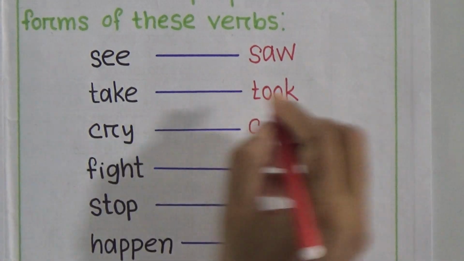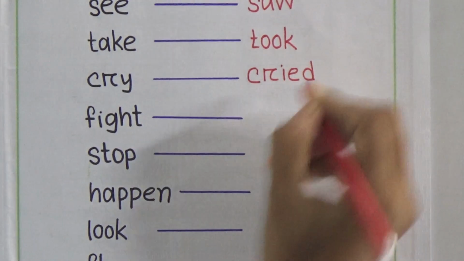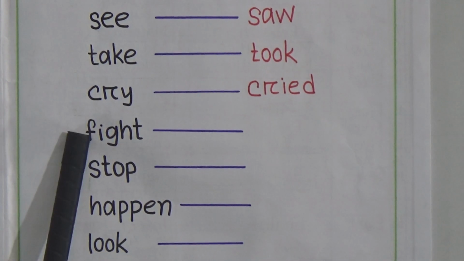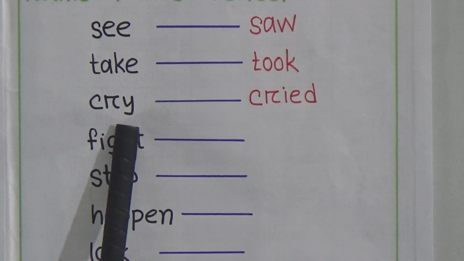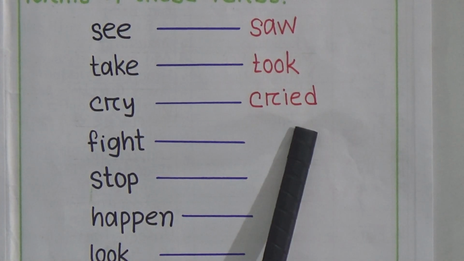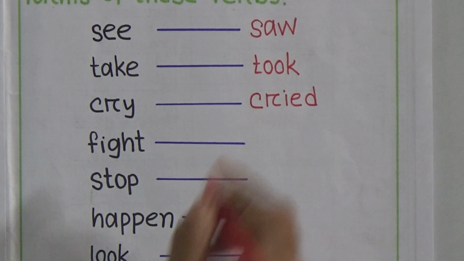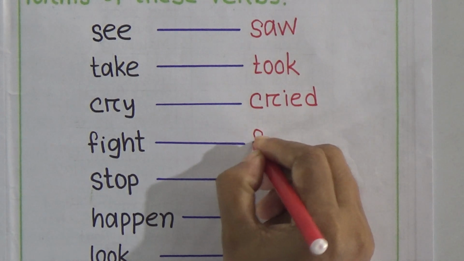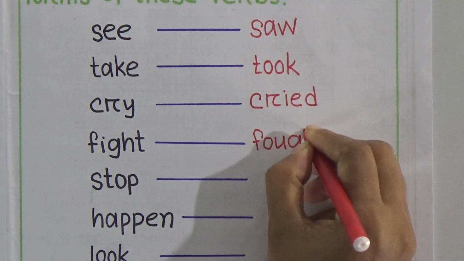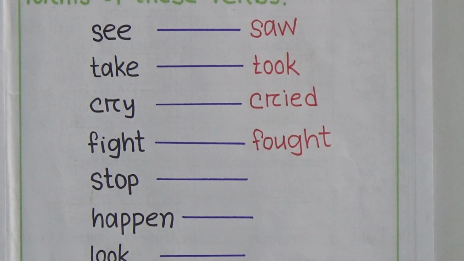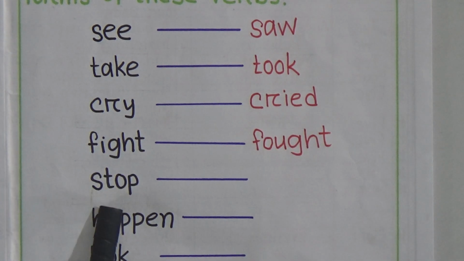So the spelling will be C-R-I-E-D. Cried. Cry will be cried. Because we find Y at the end, and for this we add IED. Now fight. Fight will be fought. The spelling is F-O-U-G-H-T. Fought. Fight, fought.